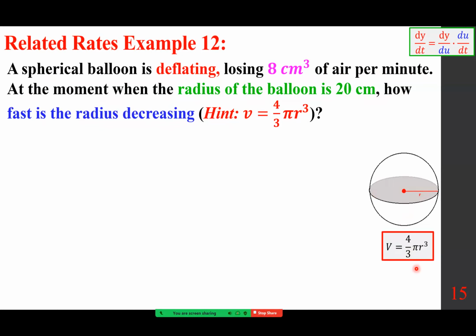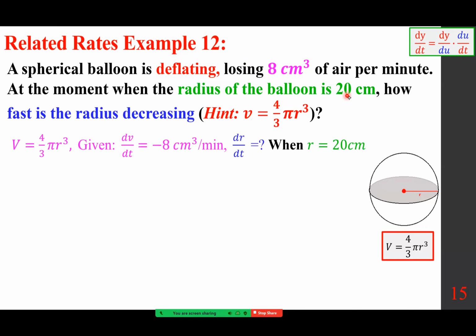So let's see what is given. It's losing air by this much, 8 cubic centimeters of air per minute. So that's dV/dt, and since it's losing, it's negative 8 cubic centimeters per minute. How fast is the radius decreasing? We want dr/dt when r is 20 centimeters. So this is the translation of the whole thing, everybody. As long as we have that, practically we are done.